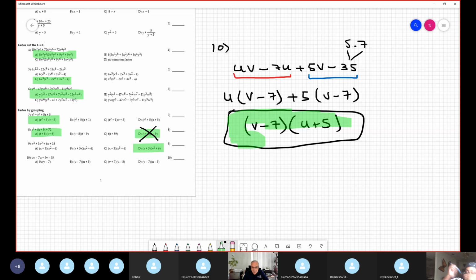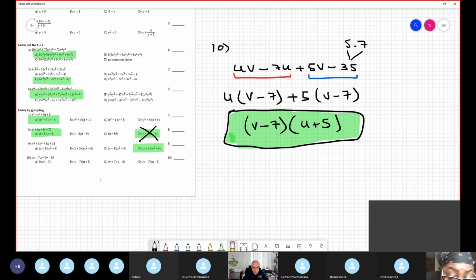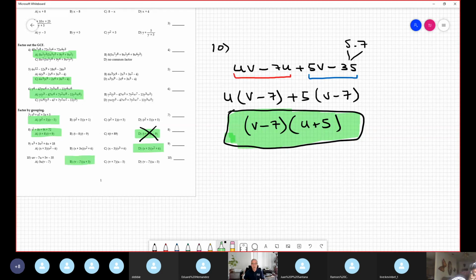Now, who helped me with the selection? What is the option that corresponds? Let me see, what is the option? B minus 7, U plus 5. I suppose that it is B. Exactly. It is B. Okay. Factorization by grouping. Any question?